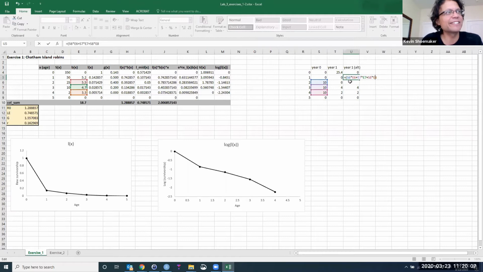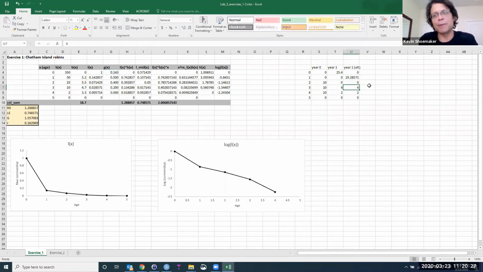So we take all those offspring and multiply it by the survival rate of 0-year-olds, and that's 0.143 right there. So now we have 19 1-year-olds in the population next year, because they gave birth, and then all those newborns had to survive 1 year in order to get to the next stage.